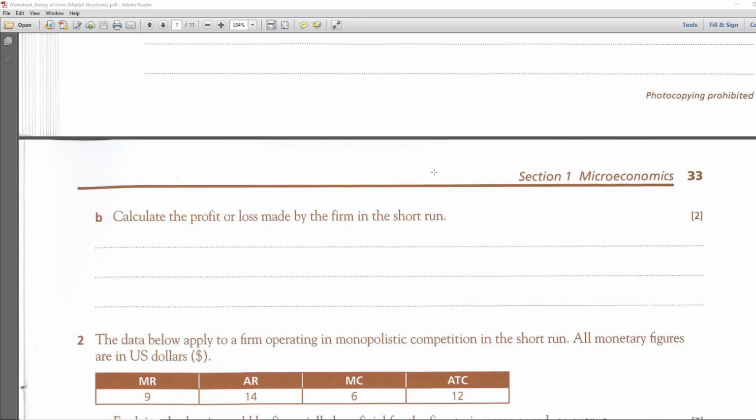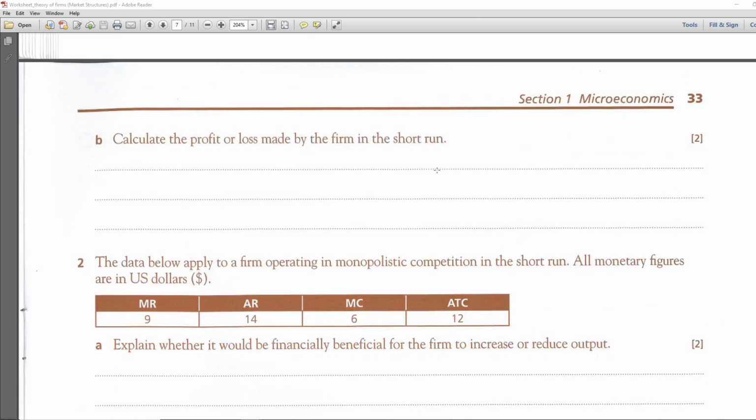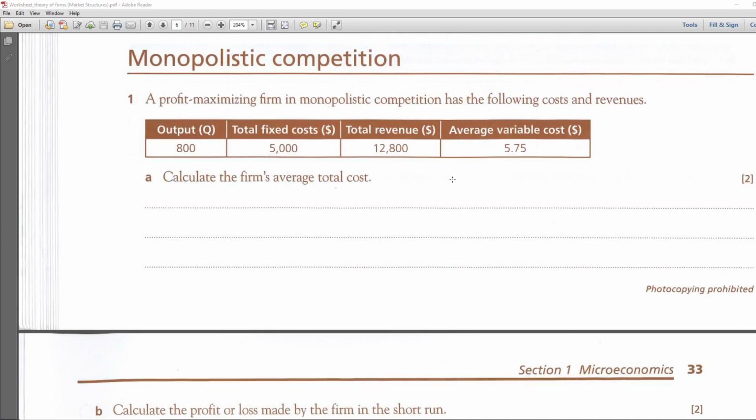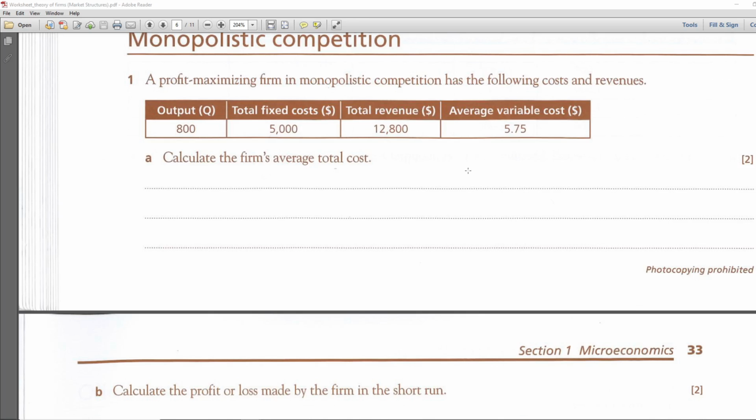What about question B? What is the profit or loss from that question? How much is the profit or loss in that question? Just throw me the answer. The profit is 3,200.